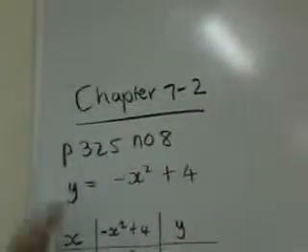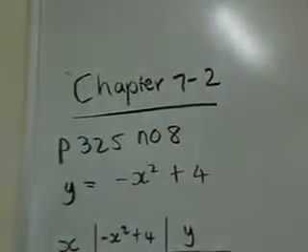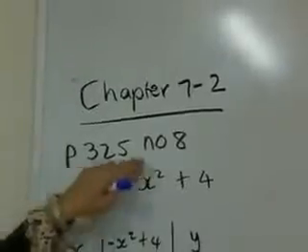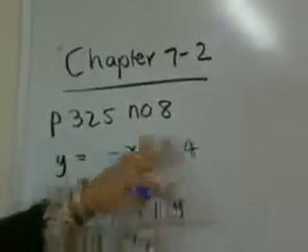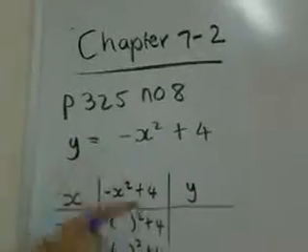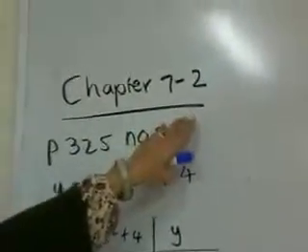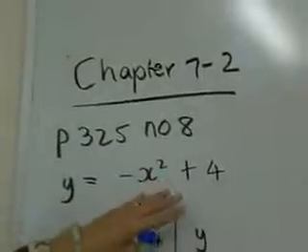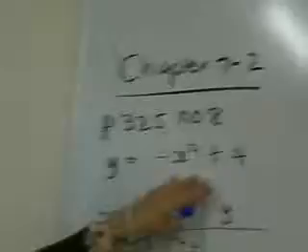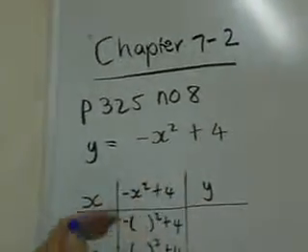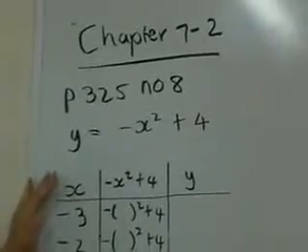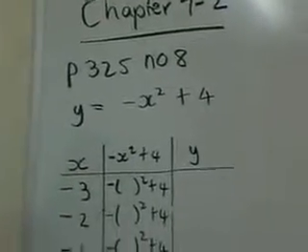We're going to do, in chapter 7.2, as an example, page 325, number 8. And you will see by doing this example how this section differs from the previous section. What are we adding in this section that we didn't have? Hopefully you have worked through your examples on your own in the textbook, and you're watching this video now just to make sure you understand.